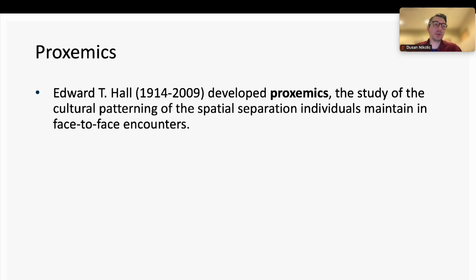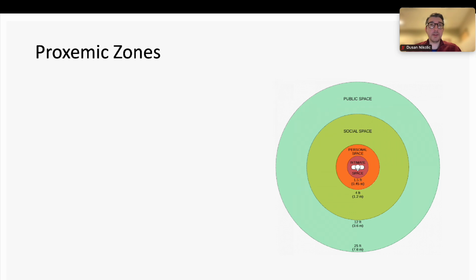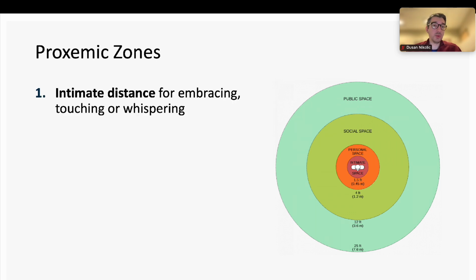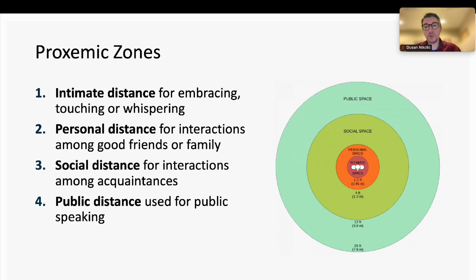Proxemics was developed by Edward T. Hall. It is the study of the cultural patterning of the spatial separation individuals maintain in face-to-face encounters. So the term has subsequently come to embrace studies concerned with privacy, crowding, territoriality, and the designing of buildings, private as well as public. Proxemics are divided into 4 zones: the intimate zone, personal zone, social zone, and public zone. You can call them space or distance. I'm okay with all of these.